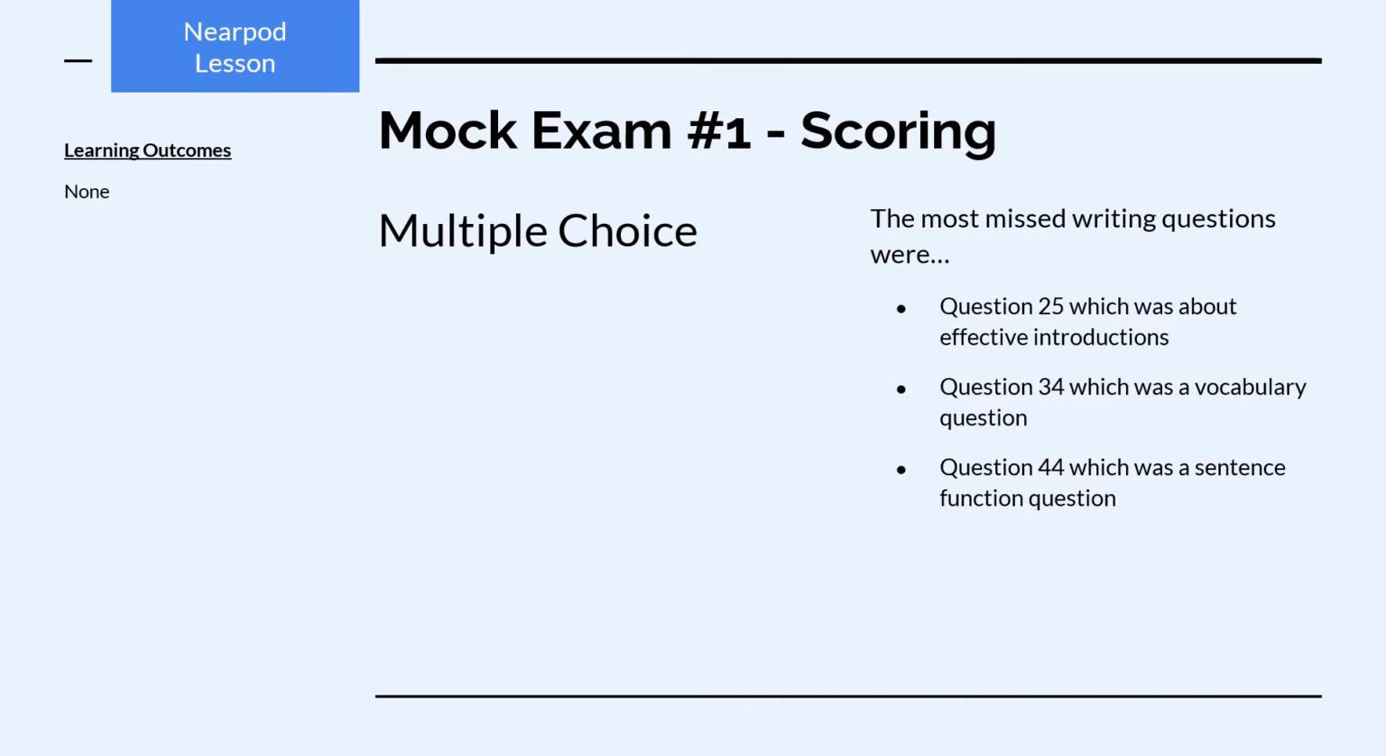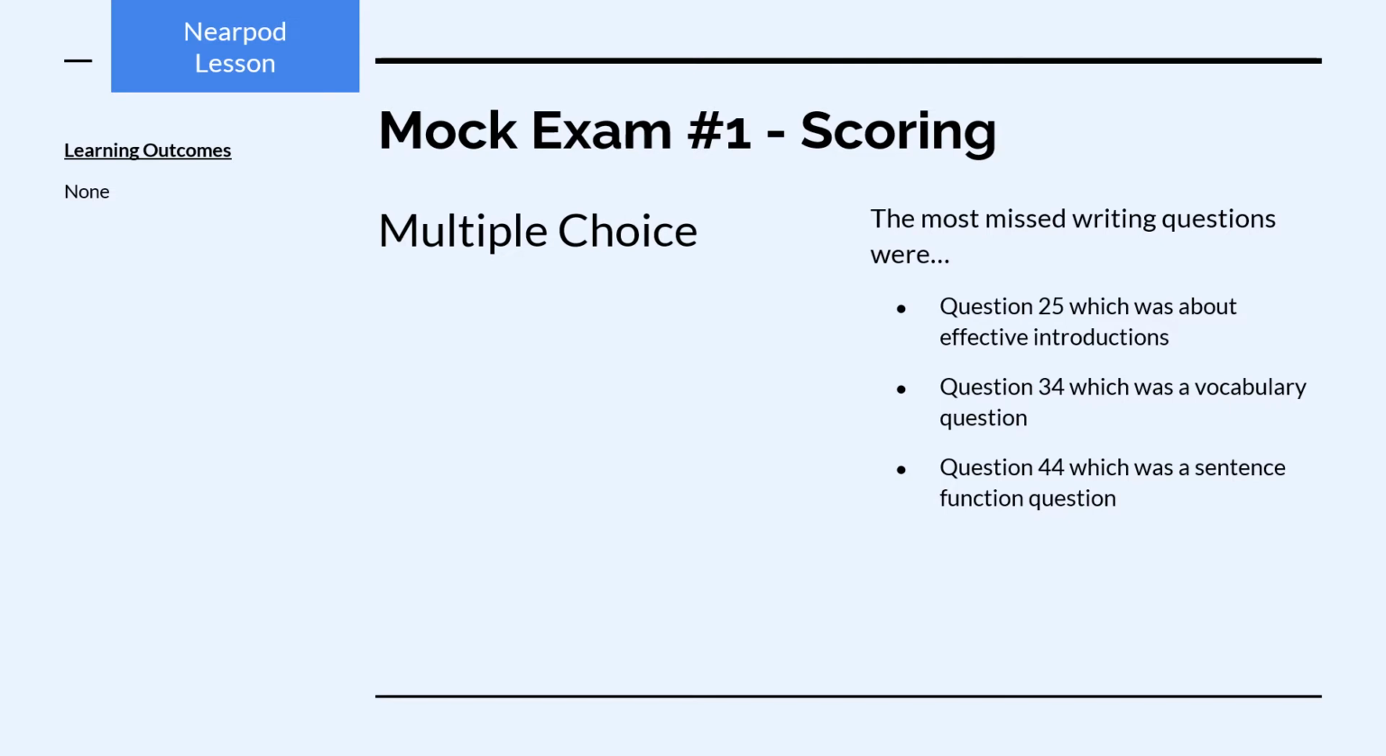The most missed writing questions were question 25, which asked about the most effective thing to add to an introduction to engage the reader. Question 34, which is a pure vocabulary question, it just asked which of the following words is a better choice for what the author has. And then finally, question 44, which was a sentence function question asking, should this sentence be added?